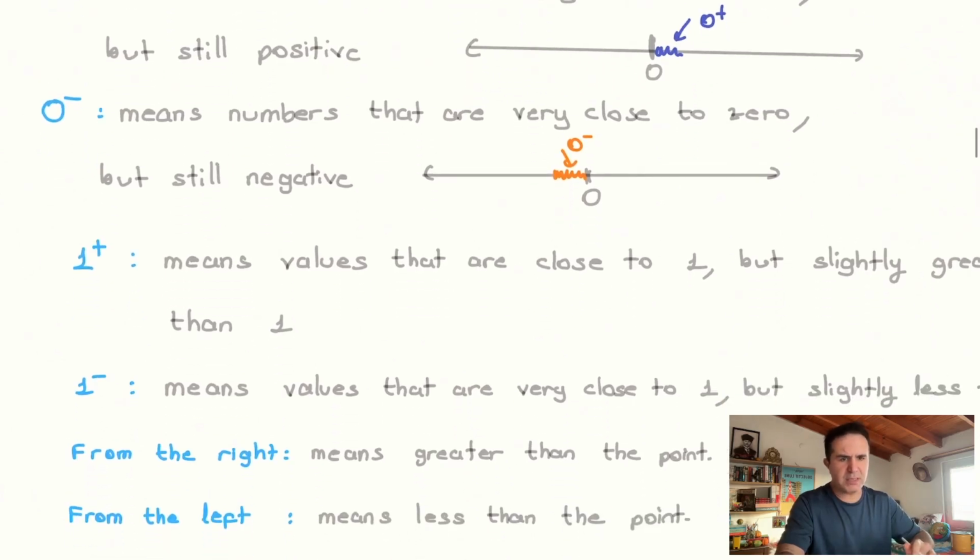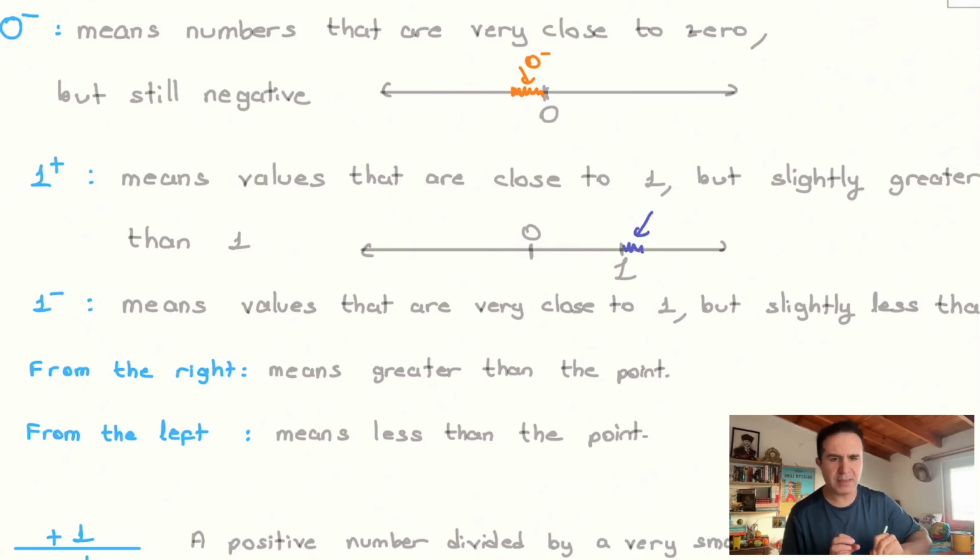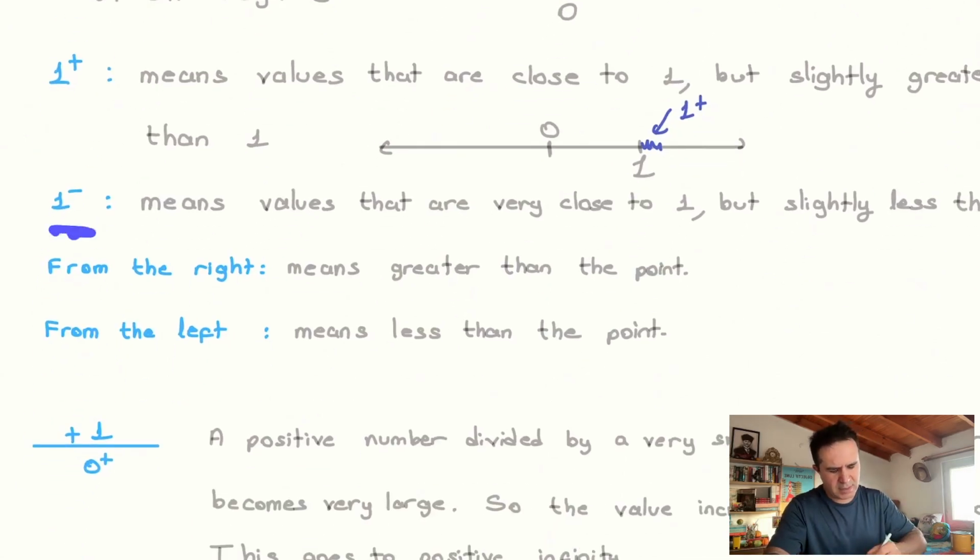And 1 plus means values that are close to 1 but slightly greater than 1. Here we have 0, here we have 1, and 1 plus are the numbers slightly greater than 1. And 1 minus means values that are very close to 1 but slightly less than 1. These are the numbers 1 minus. And from the right means greater than the point, from the left means less than the point.